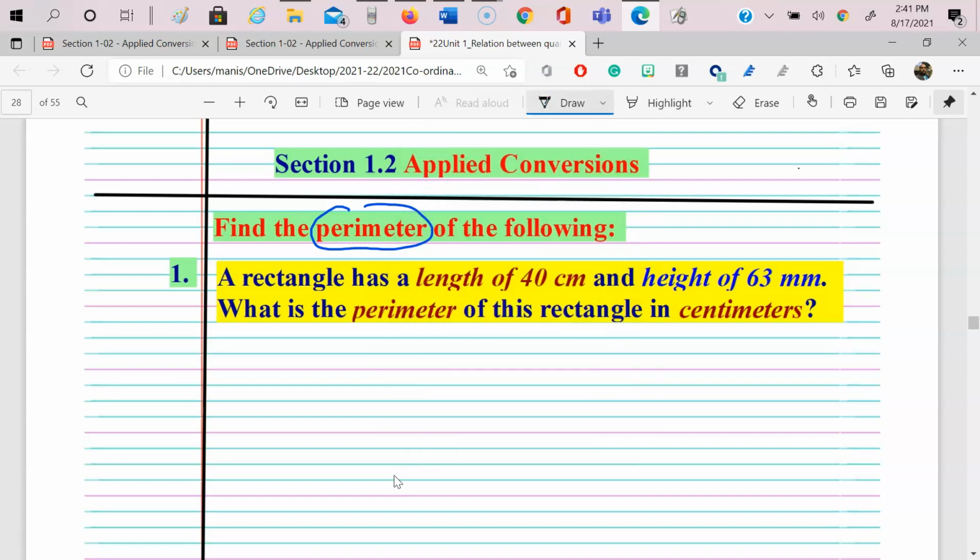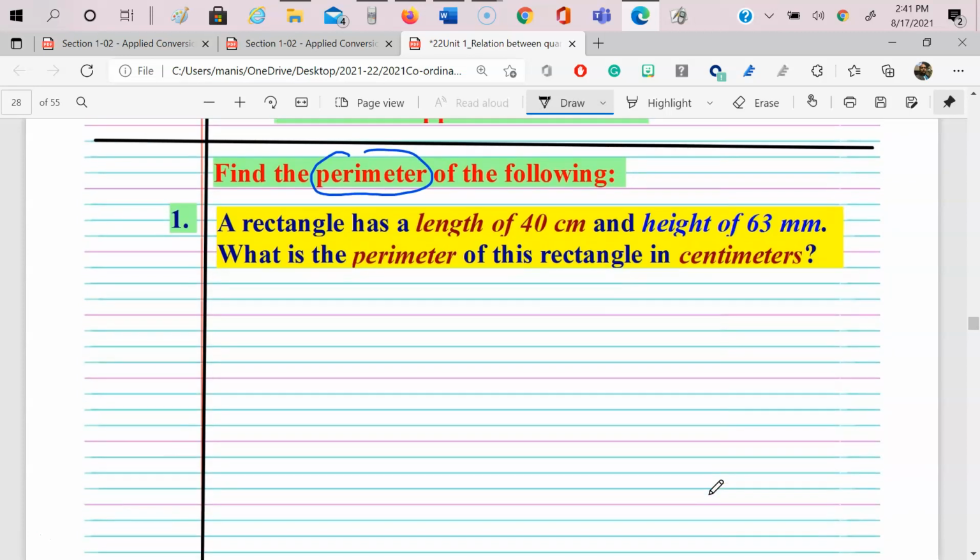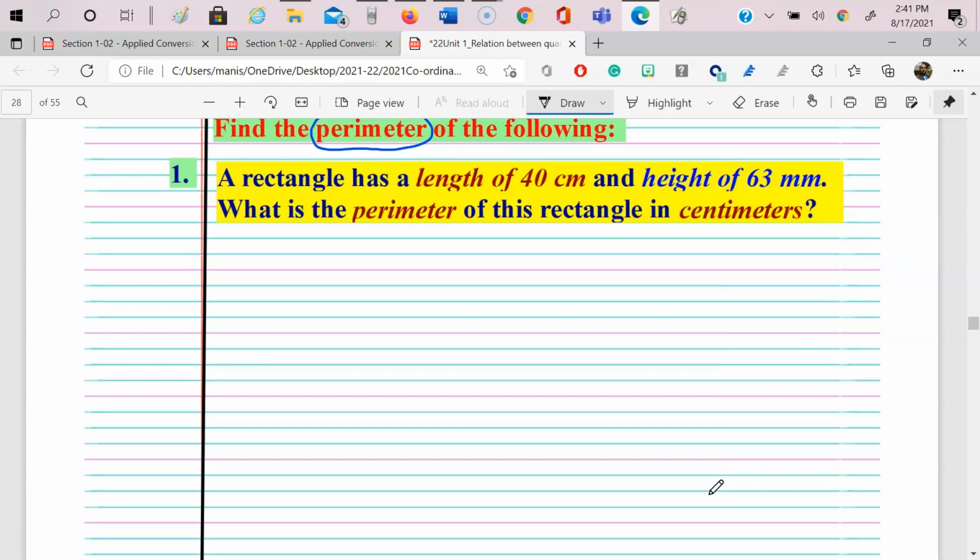The question says a rectangle has a length of 40 centimeters and a height of 63 millimeters. Mm means millimeter. What is the perimeter of this rectangle in centimeters? We will use the same approach over here. I will draw a vertical line and a horizontal line. Now the question is asking us to find the perimeter in centimeters.